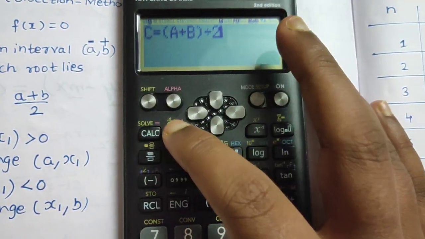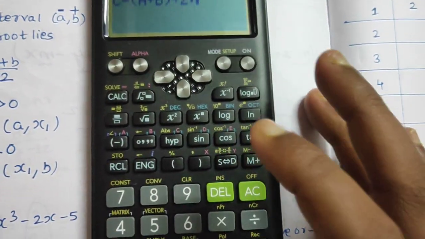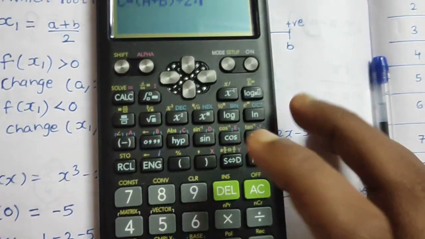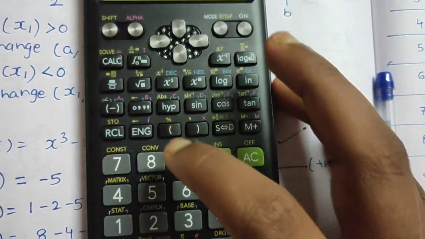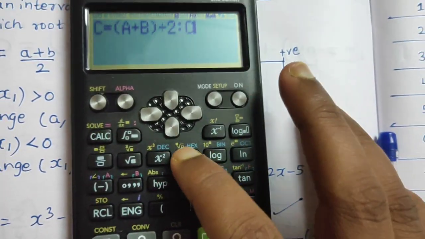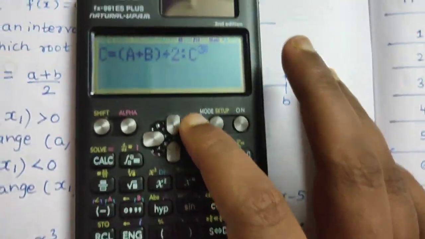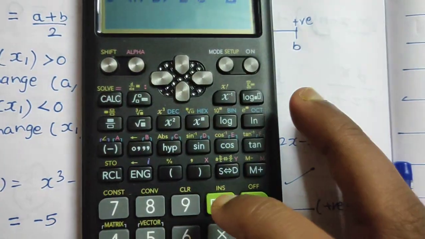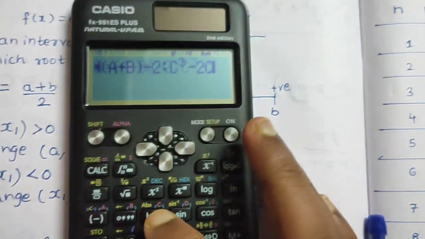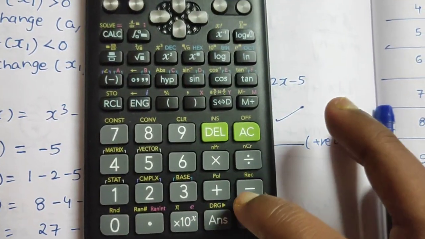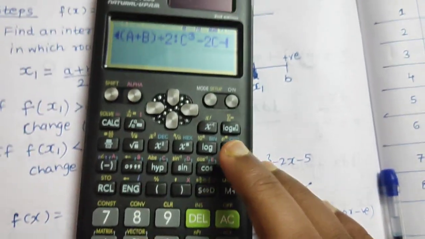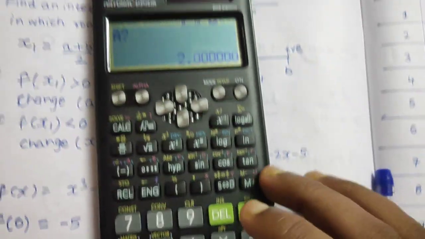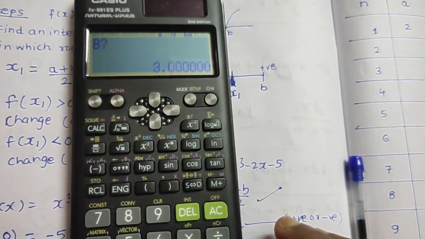And now the function is x cube minus 2x minus 5. So in terms of C, it will be C cube minus 2C and minus 5. Yes. And press calc. Okay. So A value is 2. Fine. Let's move to the value of B, which is 3.